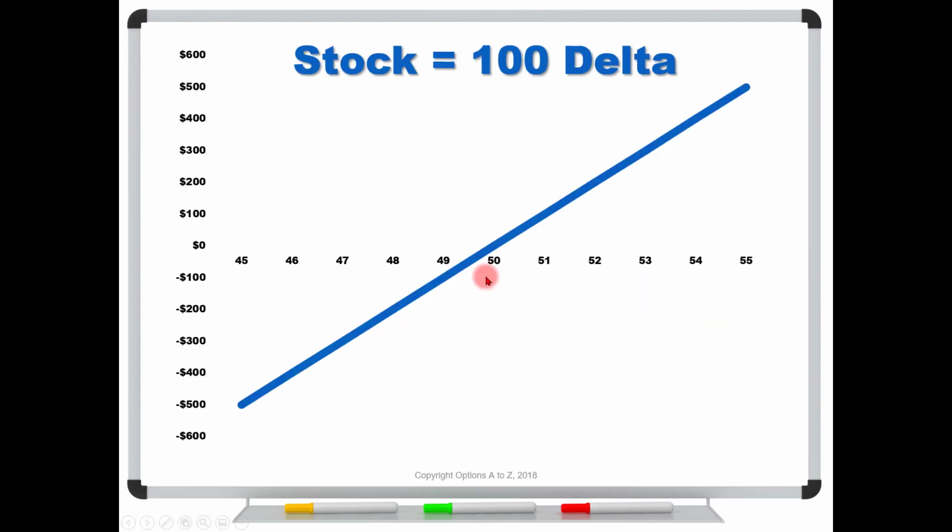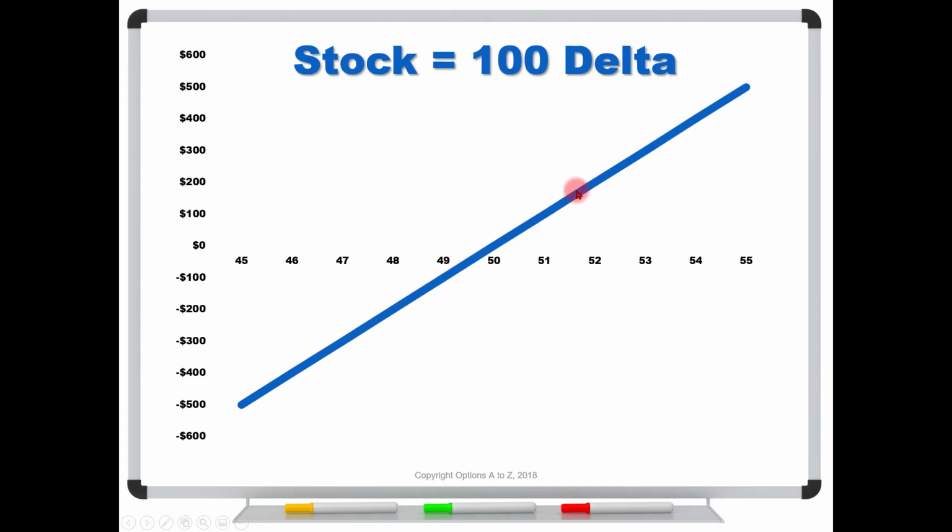Well, to answer that, let's start with shares of stock as a little review. First, understand that stock also has a delta. It just doesn't have a changing delta like you see with the options. So here's what delta means and why stock always has a constant delta of 100.